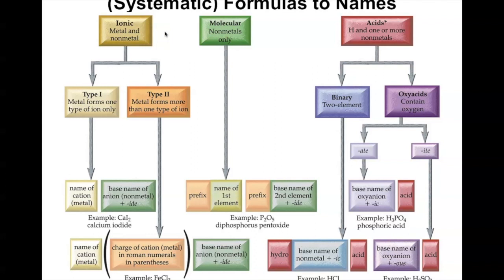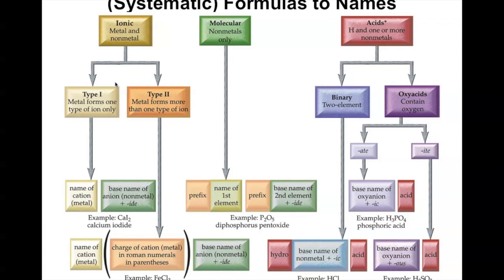So the first step that you need to know when you look at your formula is to identify the elements that are in there. Are they metals? Are they nonmetals? If you have a metal and a nonmetal combination, you name it like an ionic compound. If all of the elements are nonmetals, you name it like a molecular compound shown here. And if the compound has a property of an acid, you name it differently. All right, so let's review very briefly what we covered last time on ionic compounds.